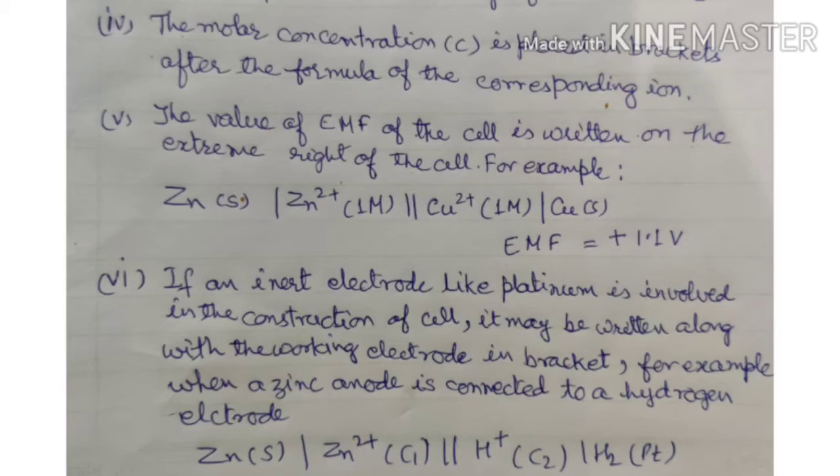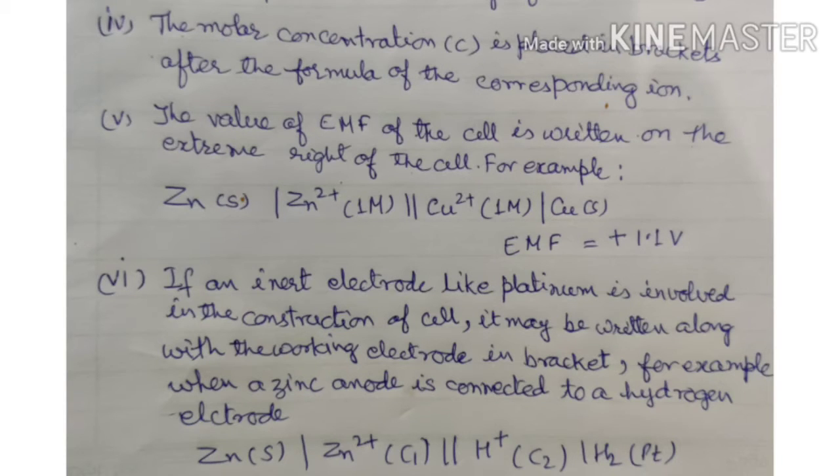Fifth point, the value of EMF of the cell is written on the extreme right of the cell. For example, for the cell I have written, the EMF of the cell is plus 1.1 volt.